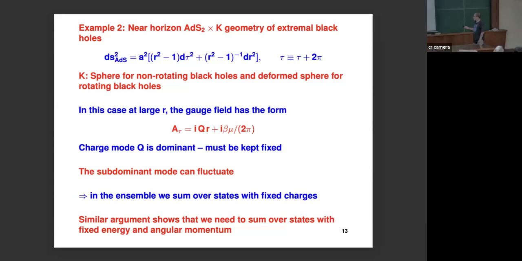Now, in this case, if you look at large r and look for the solution to the Maxwell's equation, one finds that the gauge field has two independent solutions for, say, A tau, with this structure. There is a constant part which is always there because a constant A tau, of course, always solves the equation of motion, because F is 0 for constant A tau. But the r dependent part is now linear in r. This is the analog of 1 over r to the d minus 3 that we had in higher dimension. So it's linear in r, and from this we see that this mode now dominates. So the charge mode is dominant, so it has to be kept fixed. This mode we let fluctuate.